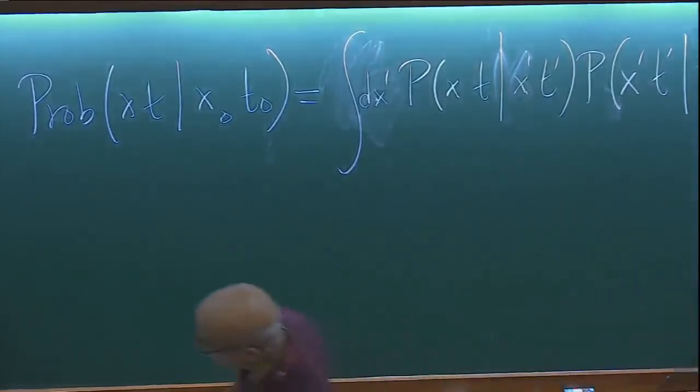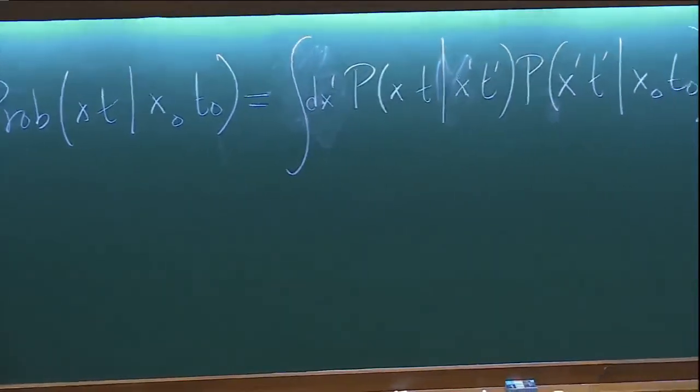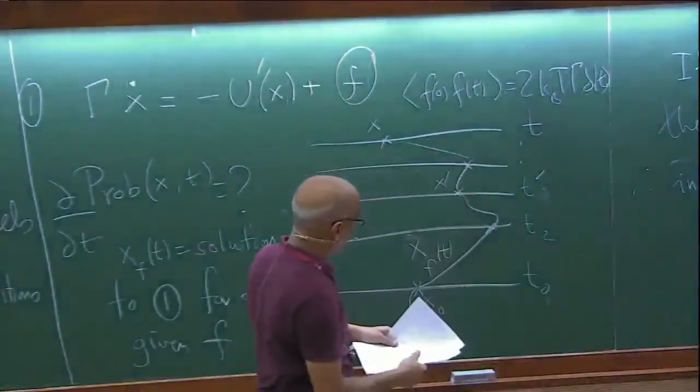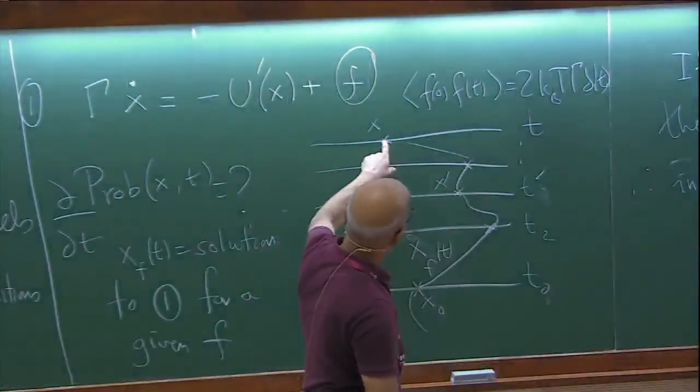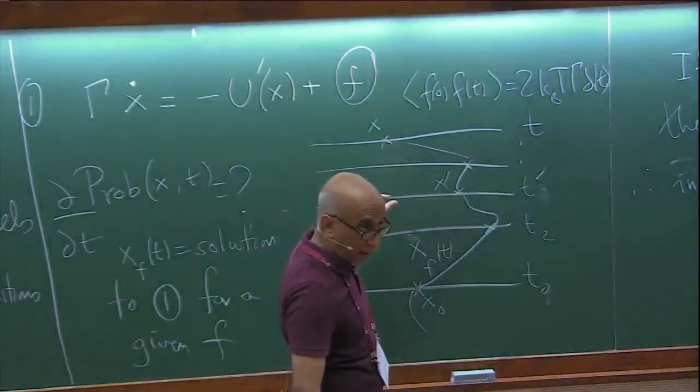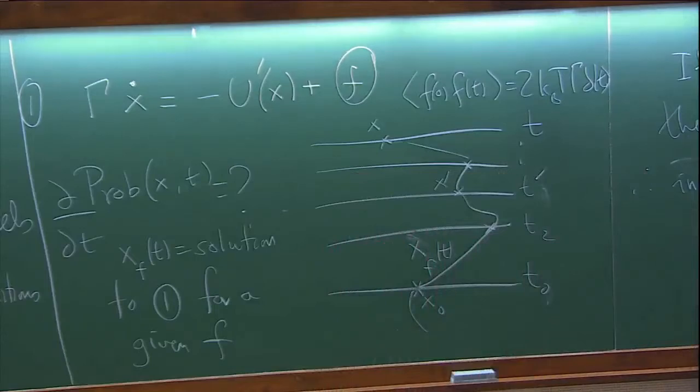So for any intermediate slice t prime, irrespective of what went on before or in between these two things, I can say, if I get from here to there, I get there by going through some point x prime in between. And that point, I have to average over all those possibilities, right? So what I want is to write an evolution equation for this.